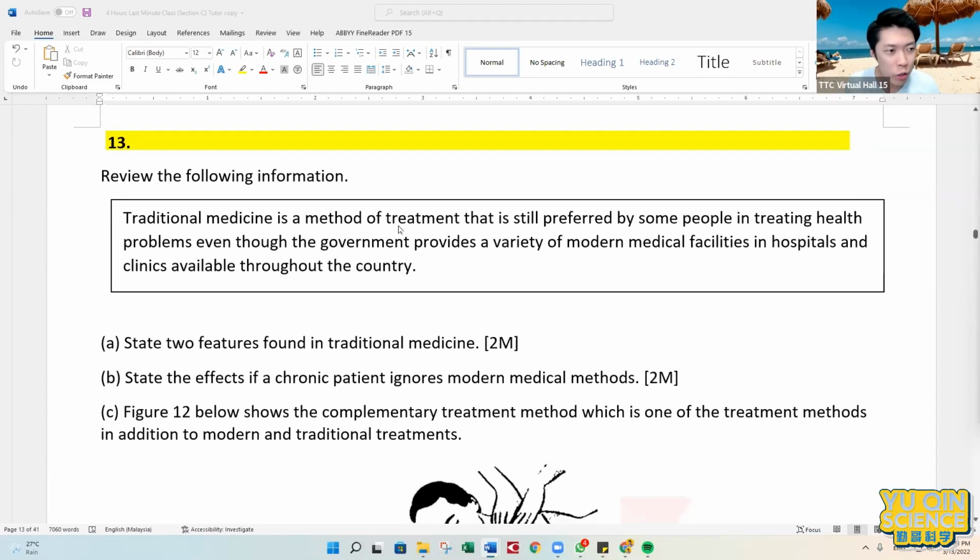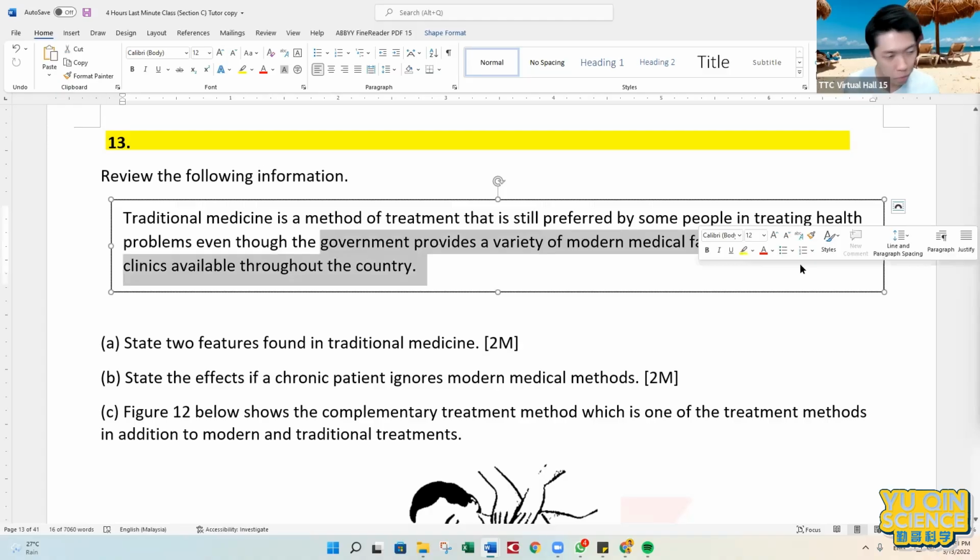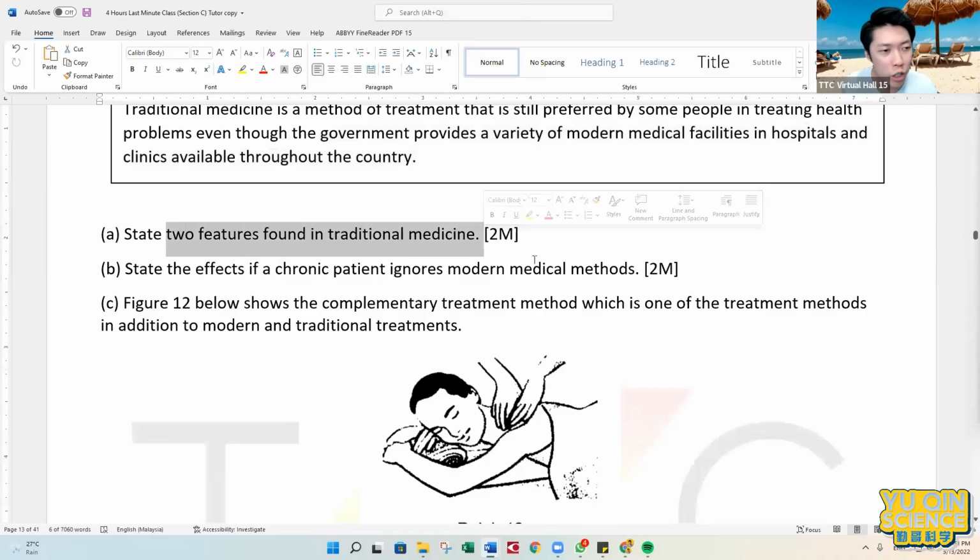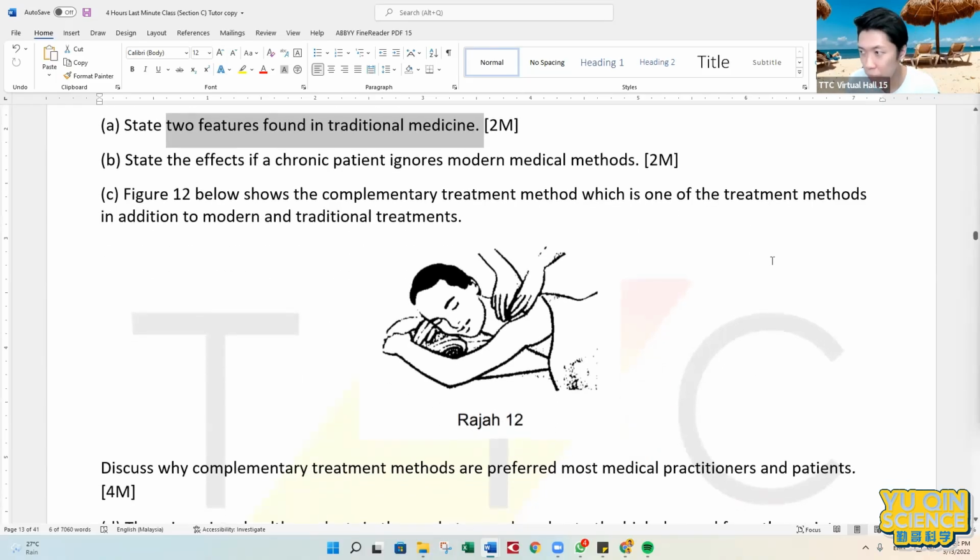Okay, traditional medicine is a good method of treatment that is still preferred by some people in treating health. Older generation, they still like traditional, even though the government provides a variety of modern medicine. Okay, state 2 features found in traditional medicine. Do you all remember the characteristics of traditional medicine? The first thing is they don't use chemical stuff. They always emphasize natural ingredients. What else? Low cost, correct.